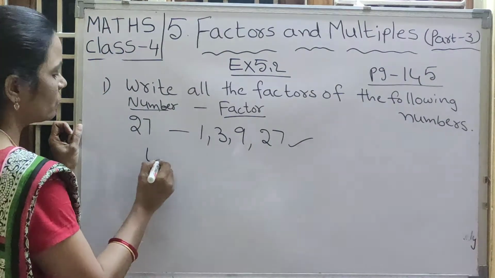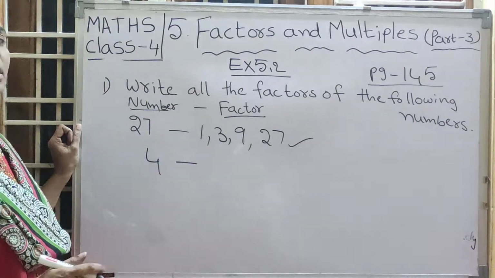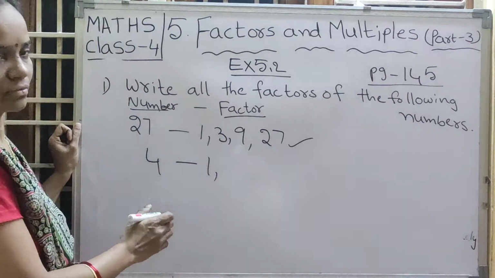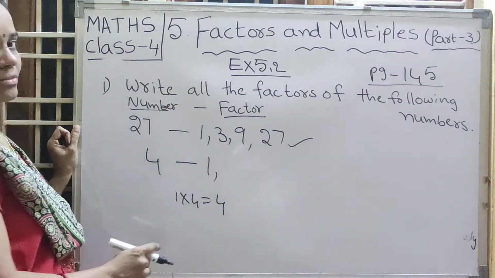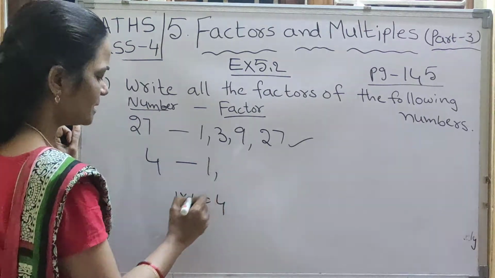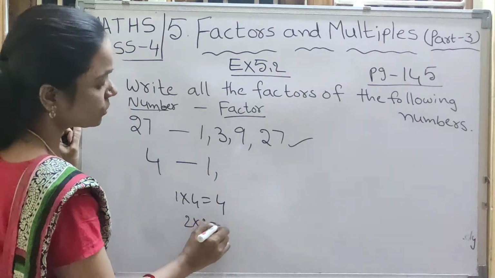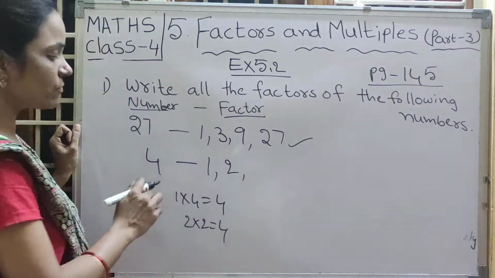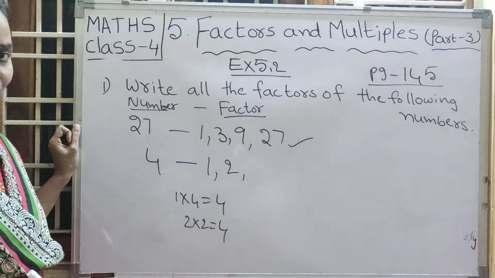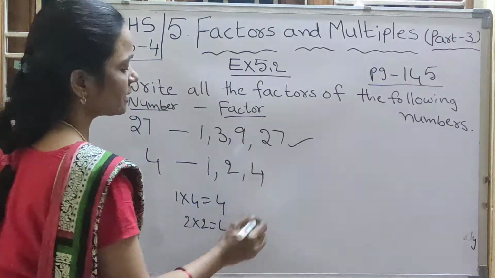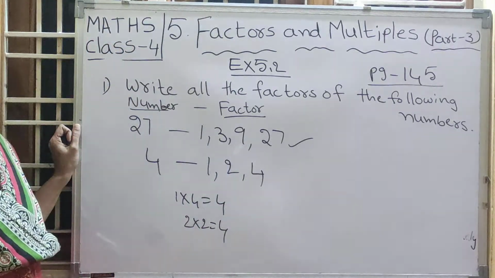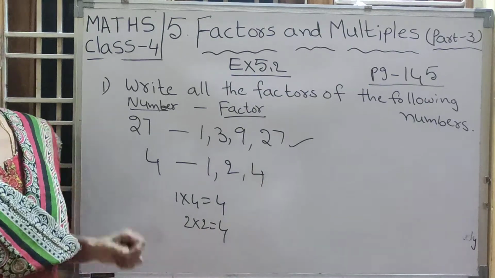Take 4. What are the factors of 4? In 1 table we will get 4. 1 4s are 4. So 1 is a factor. In 2 table, do you get 4, children? Yes. 2 2s are 4. So 2 is a factor of 4. In 3 table do you get 4? No. So 3 is not a factor of 4. Directly 4 table. Understood children? Yes. Next.